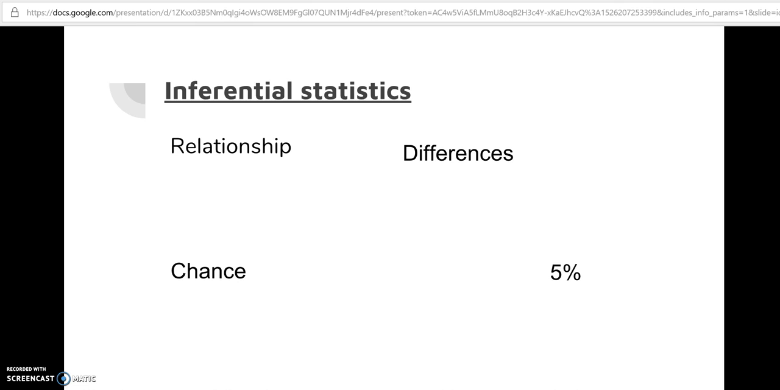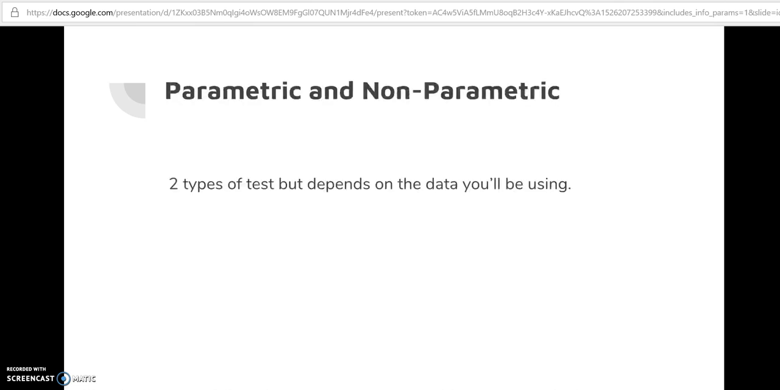In sports science, they will use 5% as the accepted level of chance. The significance level is P is smaller or equal to 0.05. Therefore, if your result comes higher than the 5%, you've either gone wrong somewhere or it's due to chance. So parametric and non-parametric. There's 2 types of tests which will be used in inferential, and it's either parametric or non-parametric. But this depends on what data you'll be using.